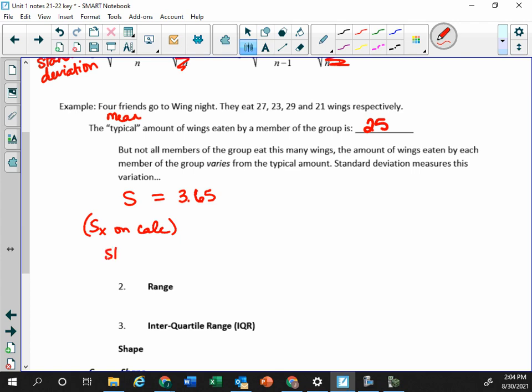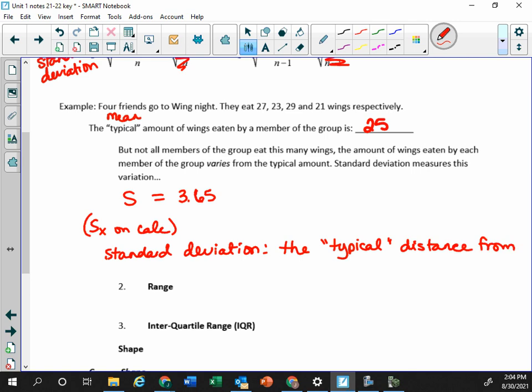And we're going to jot down: standard deviation. It's the typical distance, so we'll quote typical, from the mean. So that's what you need to understand with standard deviation.